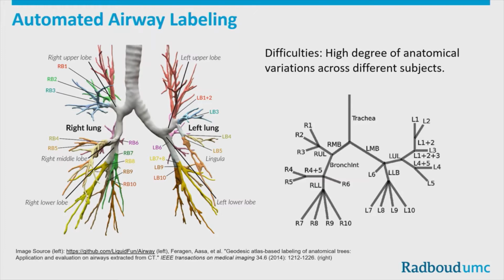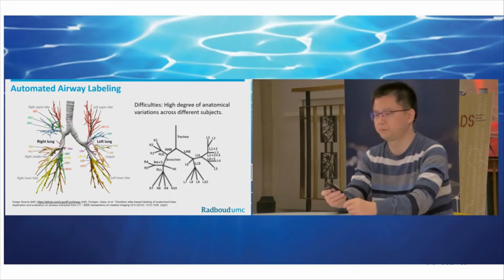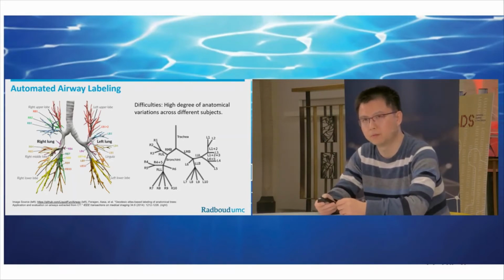The difficulty of this problem is that we have a high degree of anatomical variations across different subjects. So in the case I explained before, for instance, the right upper lobe bronchus, whether it first splits to RB1 or first splits to RB2 is not fixed. There can also be additional branches coming out before it splits to RB1. So we don't know the depth of the tree. We also don't know how many children each node has. So whether it's a trifurcation in the case of the right upper lobe or a bifurcation is not fixed. That's the difficulty of this problem.